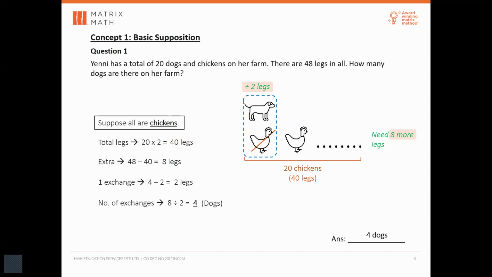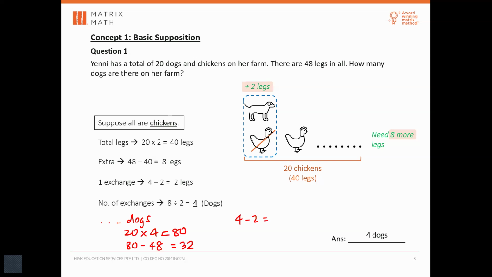Maybe I write it down. If you start off with dogs, your first step, total number of legs. You don't have to write this down, I'm just explaining. So 20 times 4 is 80. Then the total number of legs is 80, but actually it's 48, right? So the extra would be 80 minus 48, which is 32.